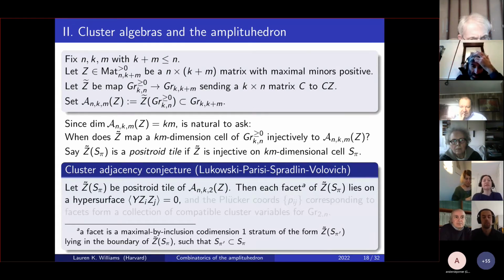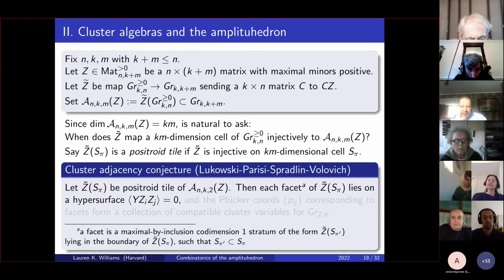Informally, a facet of a positroid tile is going to be a codimension 1 stratum, also of the form Z applied to a positroid cell, and it should be in the boundary of our positroid tile, and the positroid cell of this facet should be contained in the positroid cell of the tile that we're looking at. So we have these positroid tiles, these full dimensional subsets of the amplituhedron, and we want to know how to describe their facets.